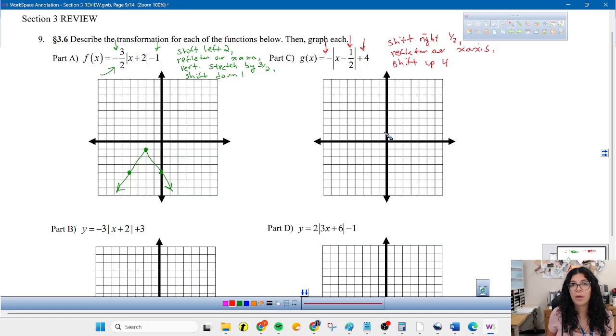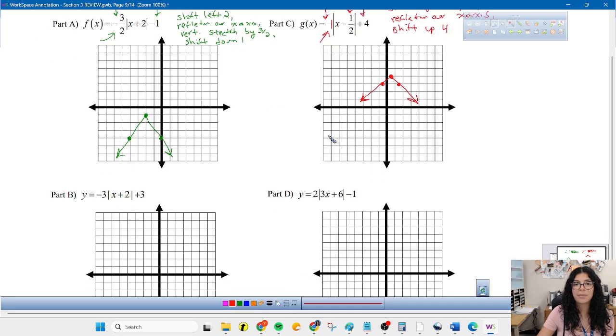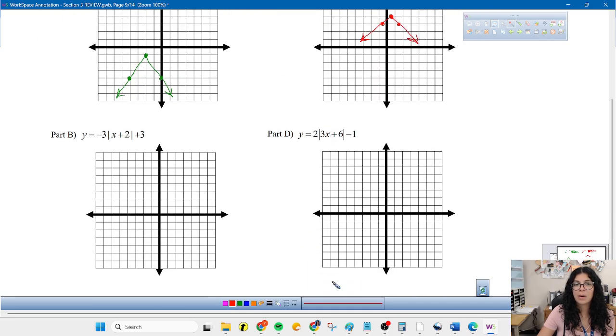Okay, so let's go ahead and graph it. So our vertex is going to be at 1/2, 4. And then our slope is going to be -1. So our slope to the right is down 1 to the right 1. And the slope to the left is down 1 to the left 1. And that's the graph. All right, let's go ahead and do part B next.